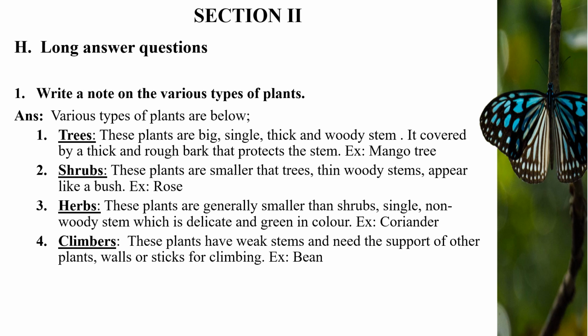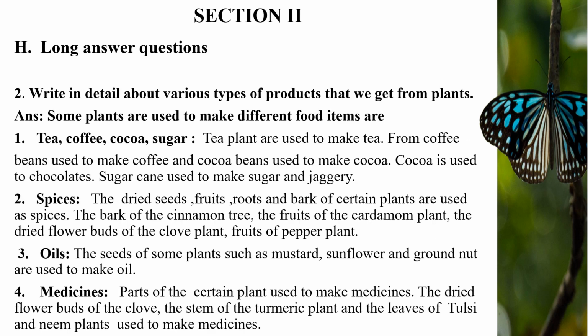These plants are generally smaller than shrubs. Single, non-woody stem, which is delicate and green in color. For example, coriander. Fourth, climbers. These plants have weak stem and need the support of other plants, walls or sticks for climbing. For example, bean. Second question, write in detail about various types of products that we get from plants.